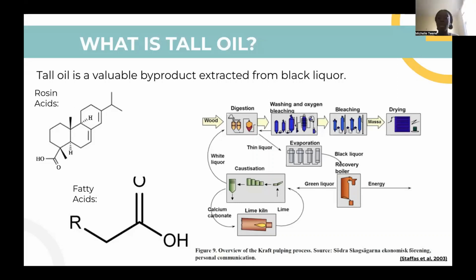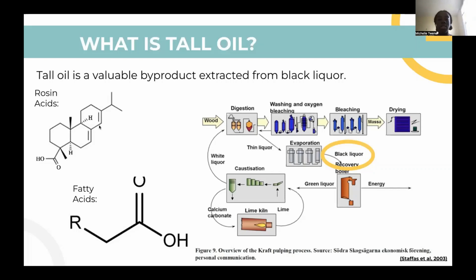Then we are left with a pulp, which can be used for different paper products like toilet paper or cardboard or printer paper. And tall oil is derived directly from black liquor, which is produced from the evaporation of thin liquor. That tall oil is composed of wood molecules and unreacted thin liquor, which is often called white liquor, that contains the rosin acids and fatty acids that I have here on the left.